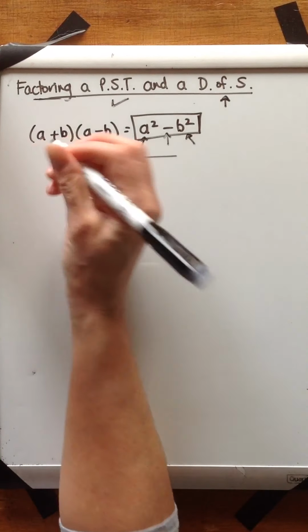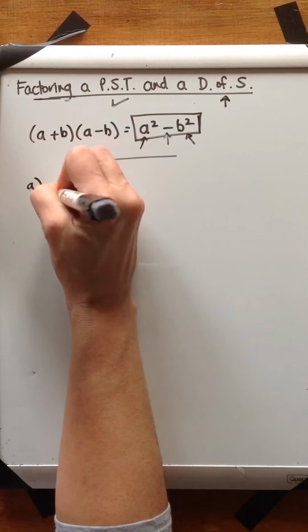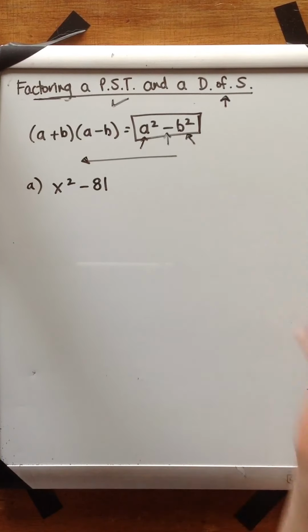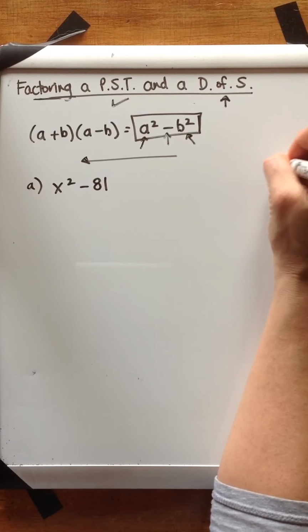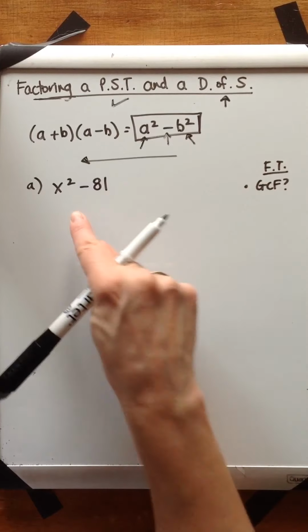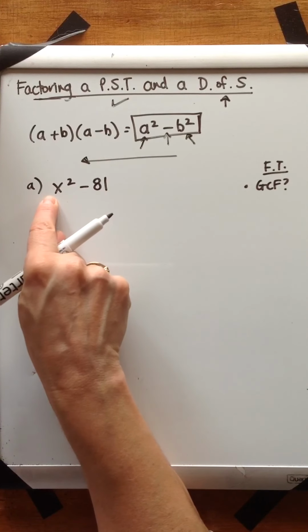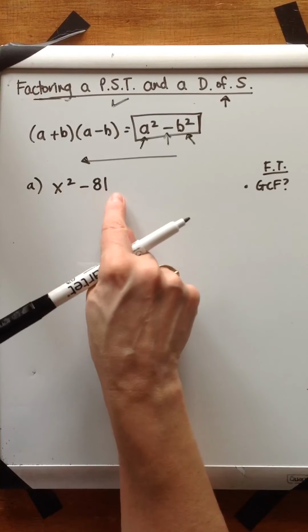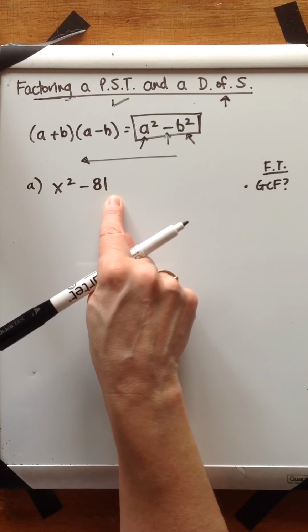So let's begin with factor this. Let's do x squared minus 81. So again, in my factoring toolkit, I would always first ask the question of, is there a greatest common factor? And in this case, the answer is no, because the numerical part of this term is a 1, which is a very small term, and this doesn't have any x's in it, so there's no GCF.